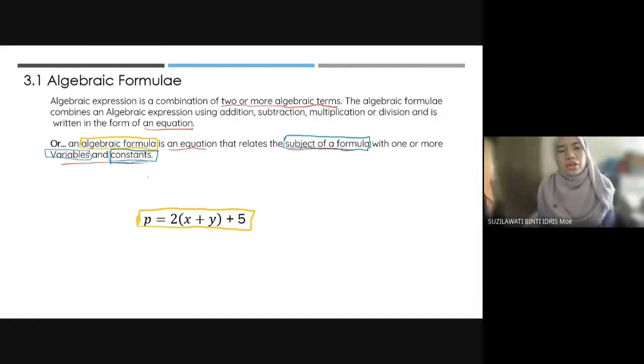In this example of algebraic formula, which one do you think is the subject of formula? Do you have any idea? Which one do you think is a subject of formula? Boys? Answer me in chat, or you can use your mic. Which one is a subject of formula? Do you have any idea?